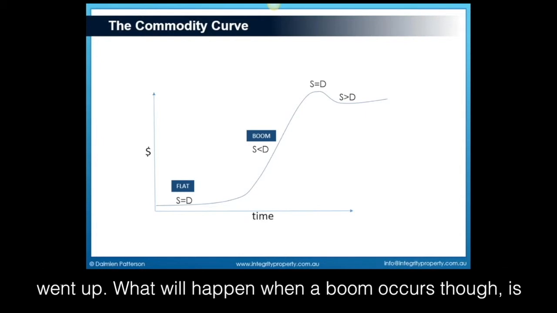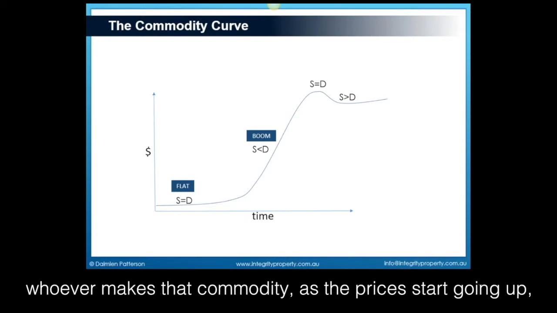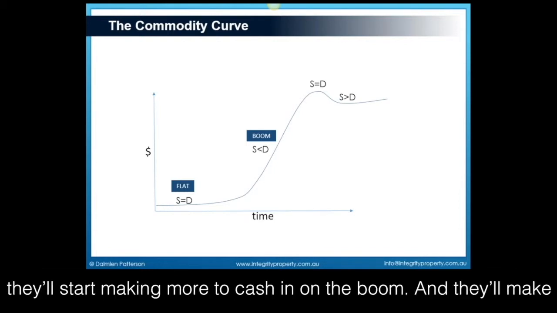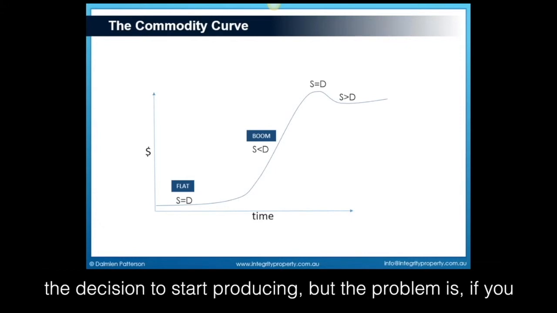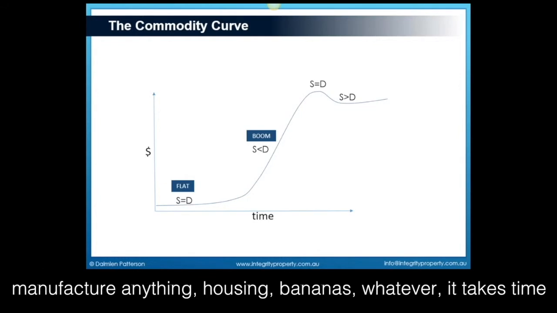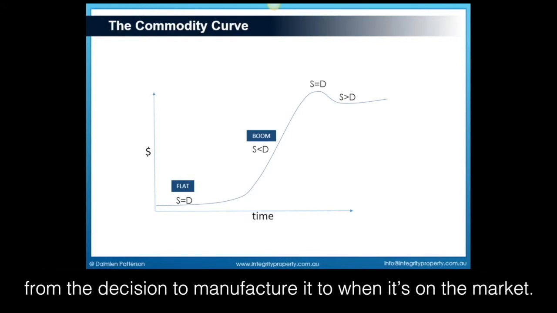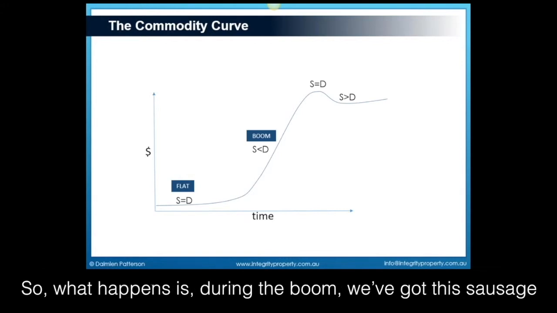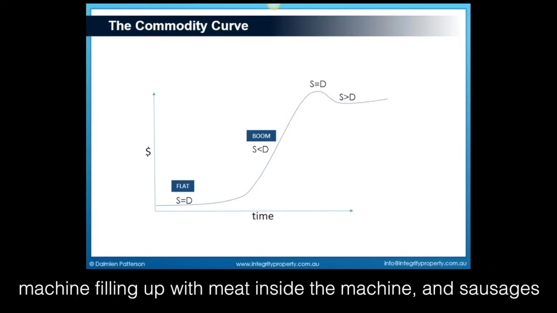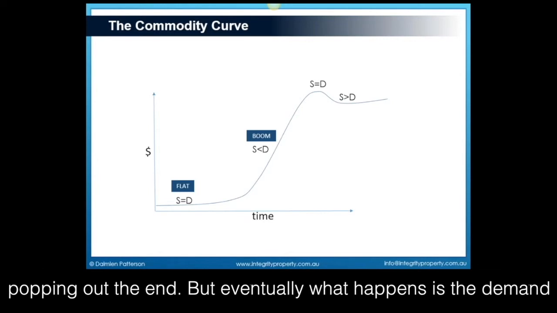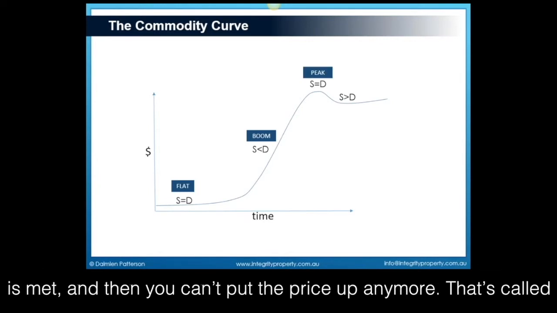What will happen when a boom occurs though is whoever makes that commodity, as the prices start going up, they'll start making more to cash in on the boom. And they'll make the decision to start producing. But the problem is, if you manufacture anything, housing, bananas, whatever, it takes time from the decision to manufacture it to when it's on the market. So what happens is during the boom, we've got this sausage machine filling up with meat inside the machine and sausages popping out the end. But eventually what happens is the demand is met and then you can't put the price up anymore.